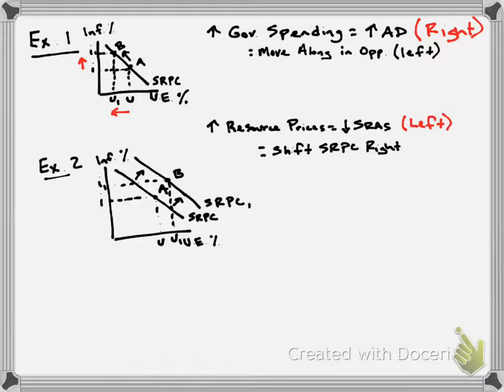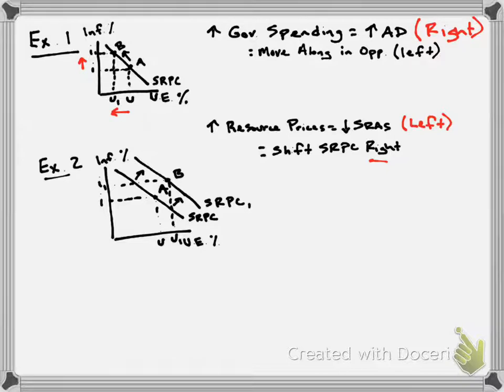Okay, so go back to your SRPC determinants. If our SRAS shifts left, we're going to move the entire SRPC in the opposite direction. So in this scenario, we would be moving to the right. So if we look at our graph, we started at point A. SRAS would have been shifting left. So we move our whole curve to the right. So we'd be going from point A to point B on our graph.